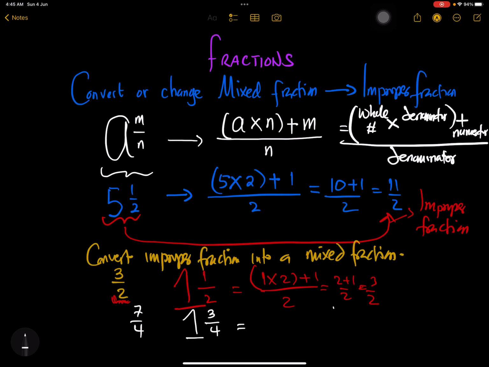How do we check? We multiply 1 by the 4, and then we add the numerator and divide everything by the denominator. So you're going to get 4 plus 3 divided by 4, and you have 7 over 4. I hope this helps so far.